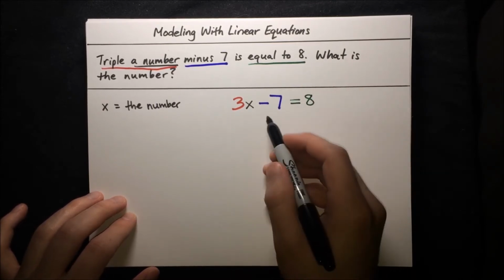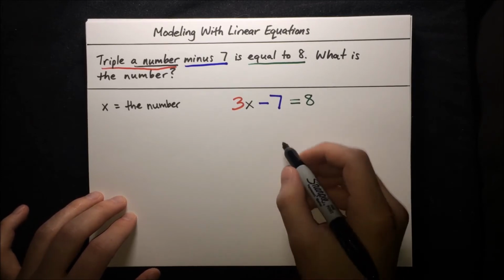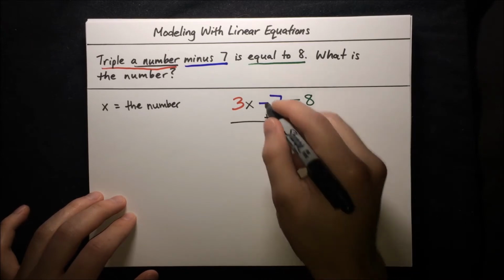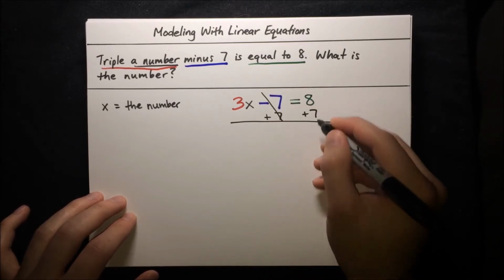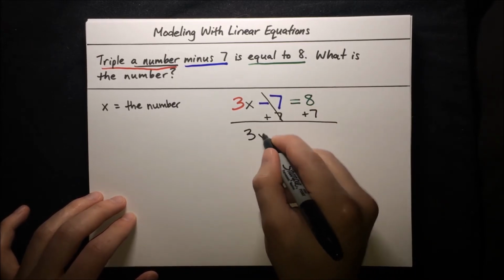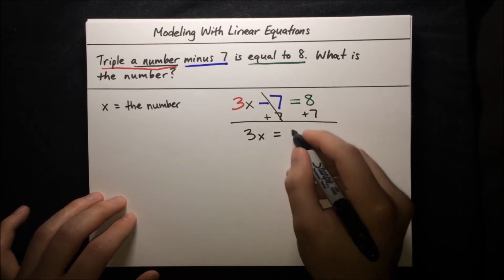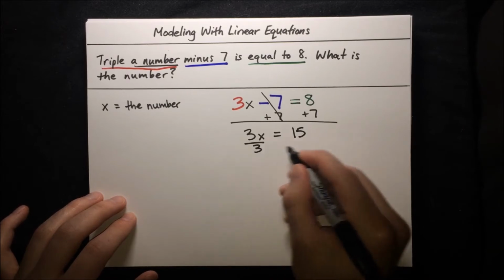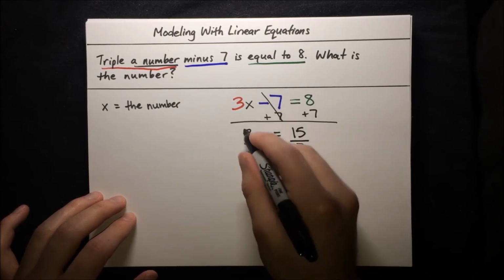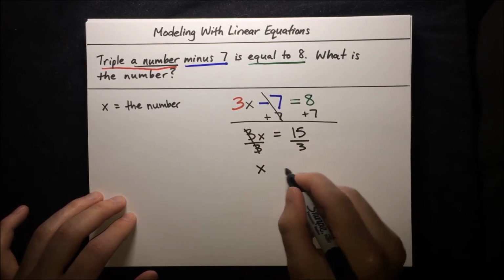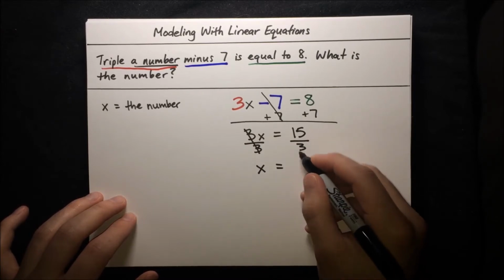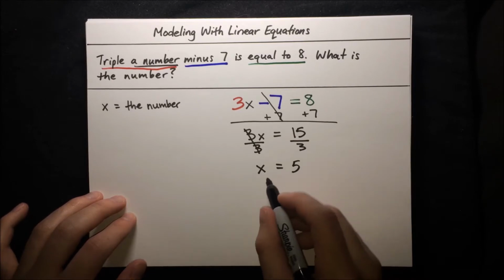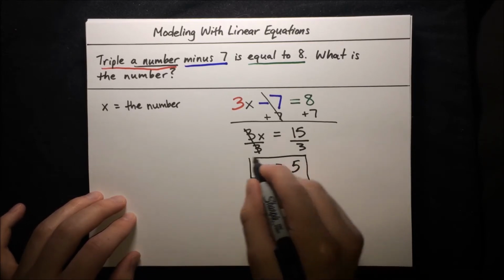Now it's just a matter of solving this equation. So let's go ahead and do that. Let's add 7 to both sides. That way it'll cancel out that minus 7. And we get 3x is equal to 8 plus 7, which is 15. Now we can divide both sides by 3 to get rid of that 3 in front of the x. And then we just have x is equal to 15 divided by 3, which is 5. So there we go. There's the number. The number is 5.